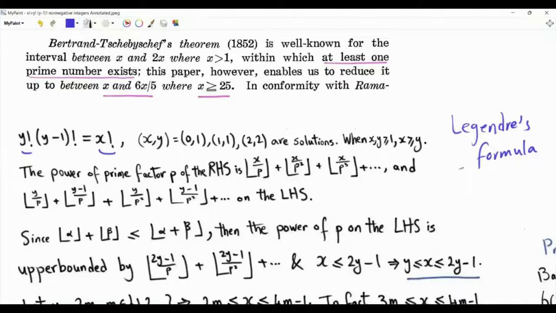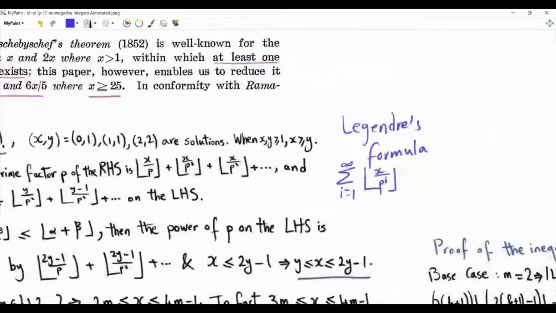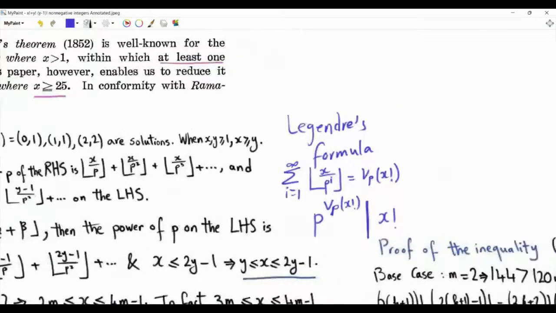And it tells us that the summation for i from 1 to infinity of the floor of x over the prime number p to the power i, if we call this thing mu p of x factorial, then the prime number p, if we raise it to this power, is a factor of the factorial of x. So this divides x factorial. But if we increase the power by 1, then this is not a factor.